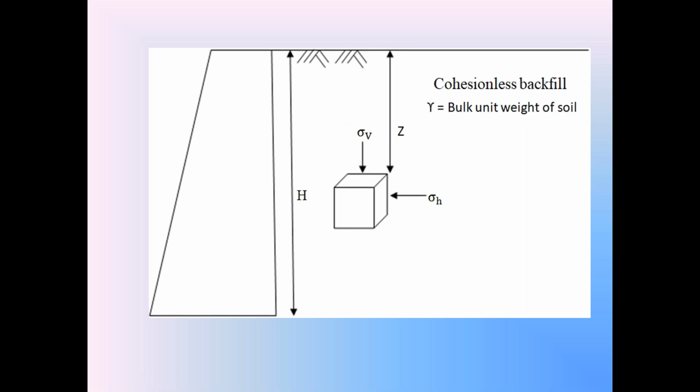Because of the horizontal stretching, this sigma H gradually decreases. So, in the active condition, when the retaining wall is moving away from the backfill, sigma V is constant, but this horizontal sigma H gradually decreases. Now, please come to the Mohr stress circle.